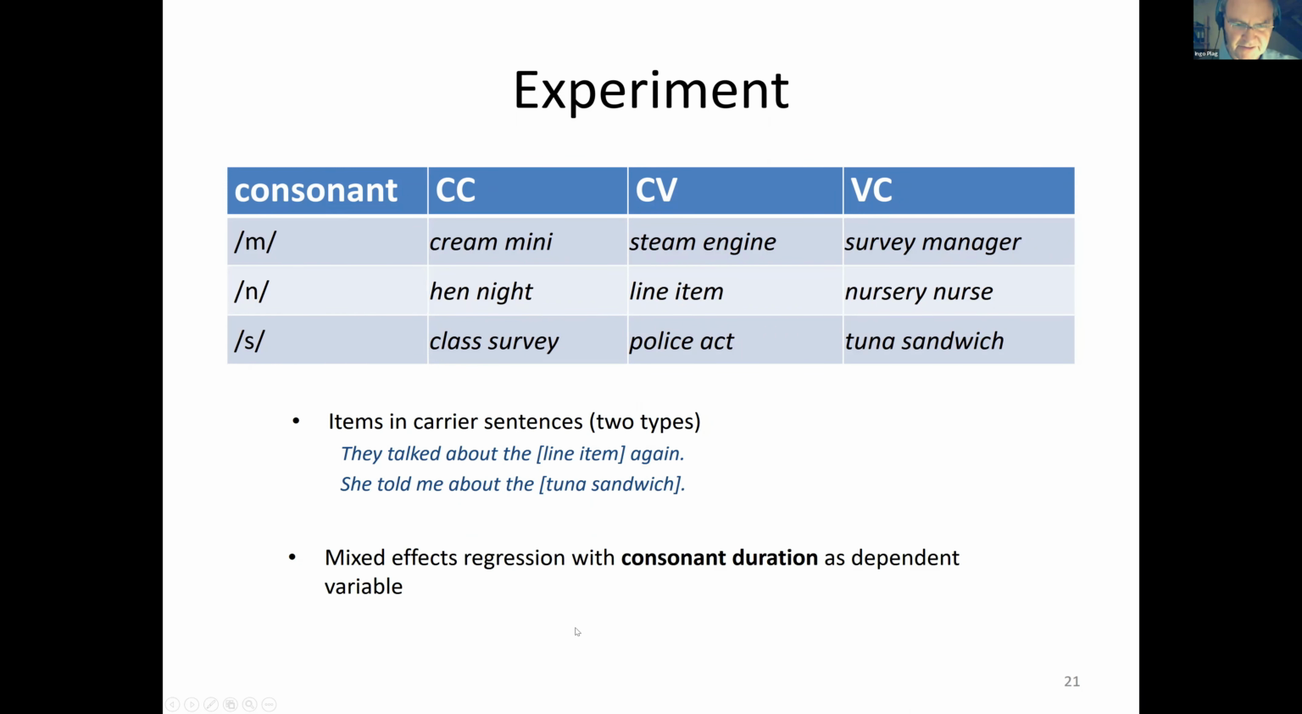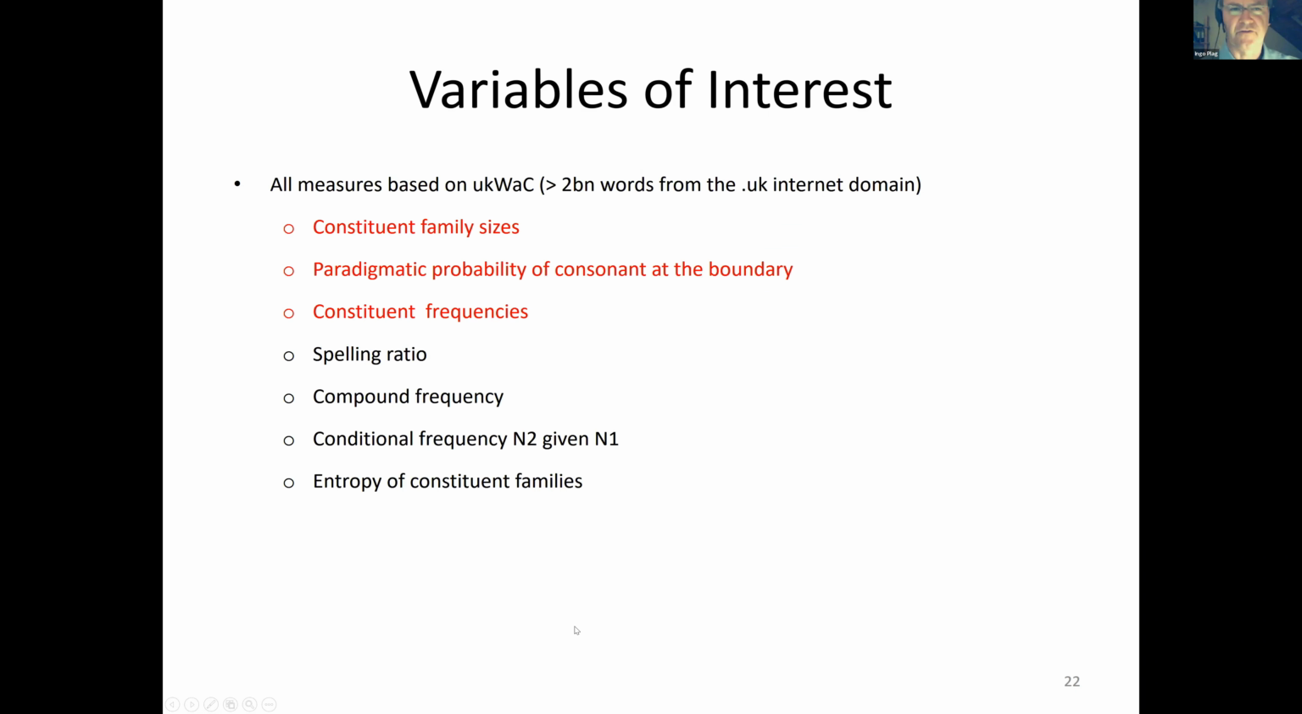And we did mixed effects regression with consonant duration as dependent variable. We had a couple of variables of interest, all measures based on a big corpus. I only want to talk about the 3 that I already mentioned. There are also others that we investigated, but they didn't have an effect. So spelling ratio, for example, is an indication of how entrenched the words are. Compound frequency would be a segmentability measurement. Compound frequency would be an informativity measurement, and so on. I only want to focus on the 3 ones that turned out to be significant.